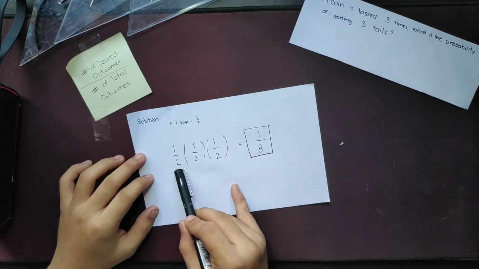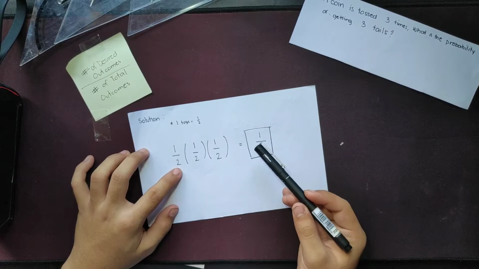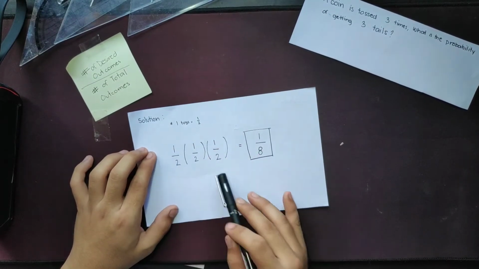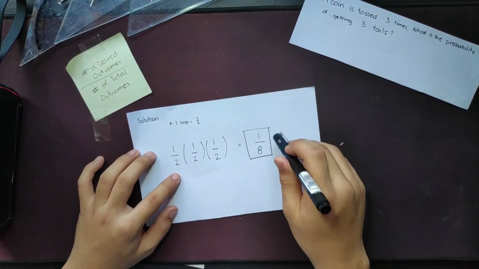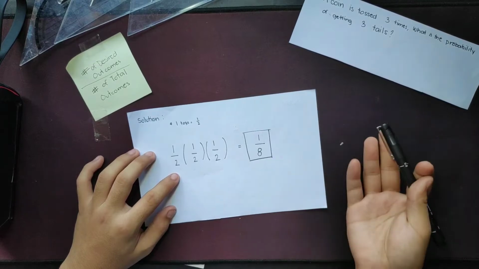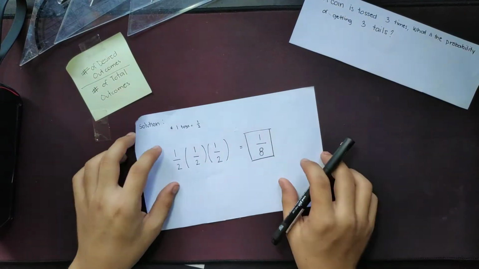For the first row, you get 1 over 2. For the second row, you get 1 over 2. And for the third row, you also get 1 over 2. When you multiply all those, you get the probability of 1 over 8. Meaning, when you toss a coin 3 times, the probability of getting 3 tails is 1 over 8.